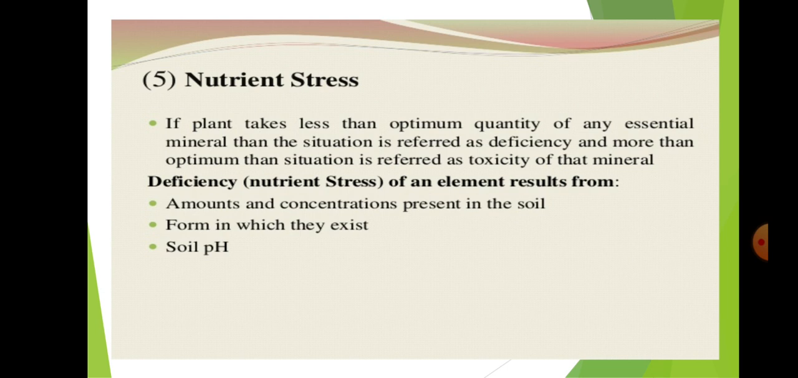The next stress is nutrient stress, which is generally caused by the lack of nutrients. If a plant takes less than the optimum quantity of any essential mineral, the situation is referred to as a deficiency, and if more than optimum, the situation is referred to as a toxicity of that mineral. If we supply excess mineral nutrients to the plant, then the plant suffers toxicity of such minerals. Deficiency or nutrient stress of an element results from the amount and concentration present in the soil, the form in which they exist, or soil pH.